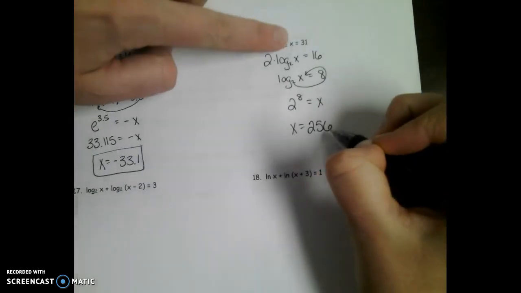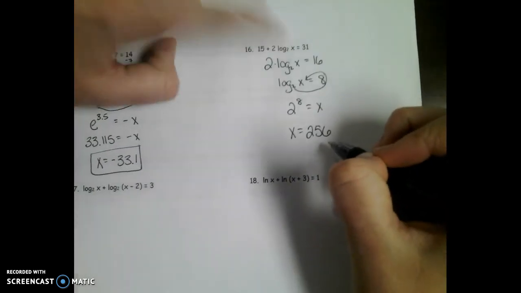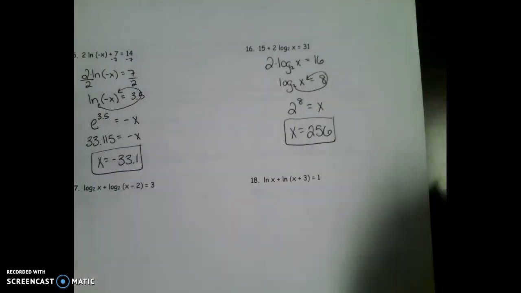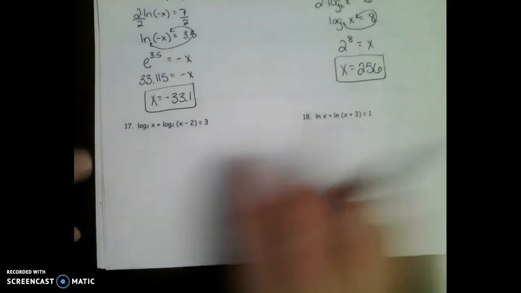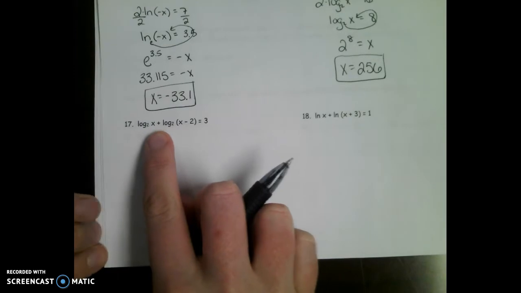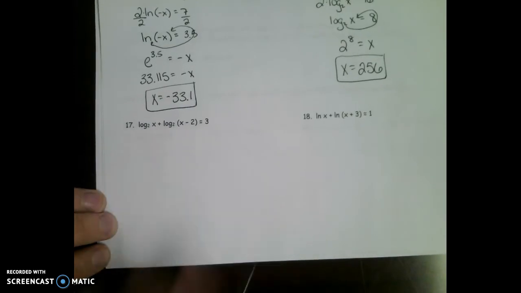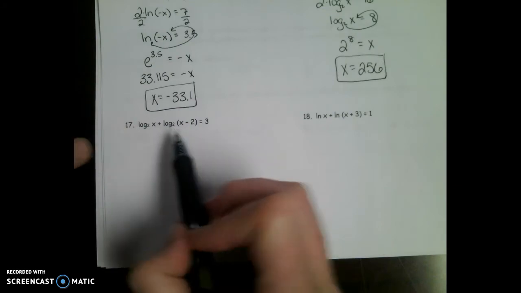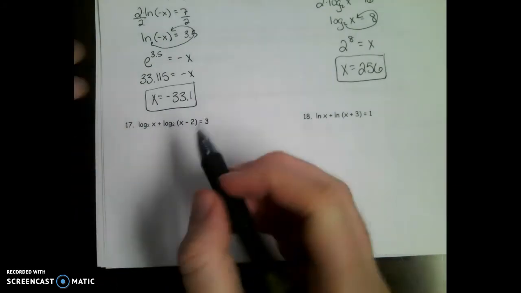Check. If we plug 256 into the log, that would not be a negative number, so we're good. Number 17 is where this gets a little bit more complex. Just like yesterday, we might have to condense the logs before we continue on. So since there's 2 logs on the left, we need to condense these logs before we do anything else.